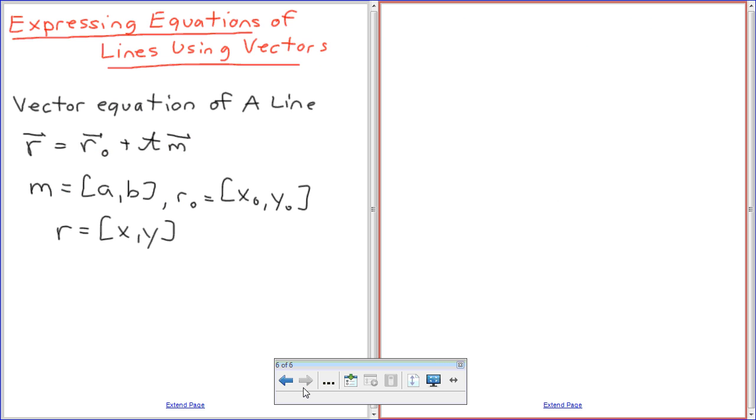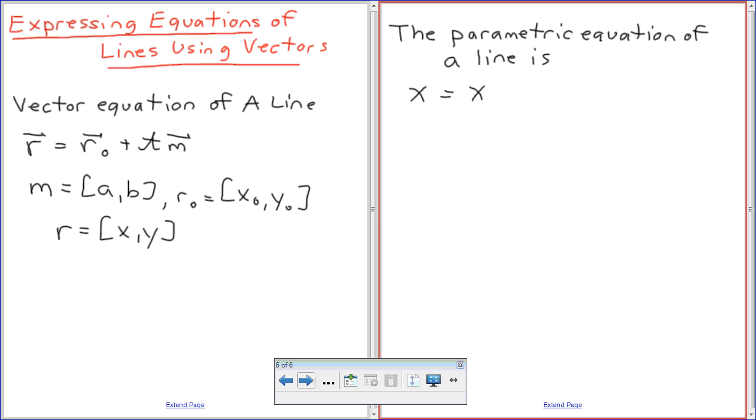In component form, then we're going to say the parametric equation of a line is x is equal to x naught plus ta, and y is equal to y naught plus tb.